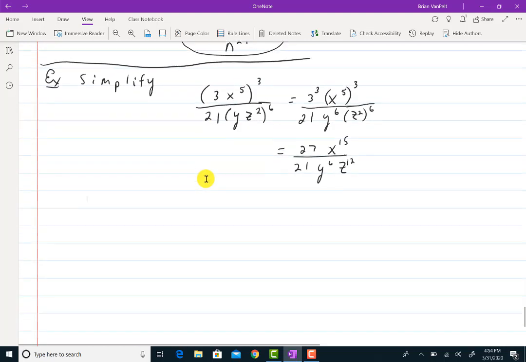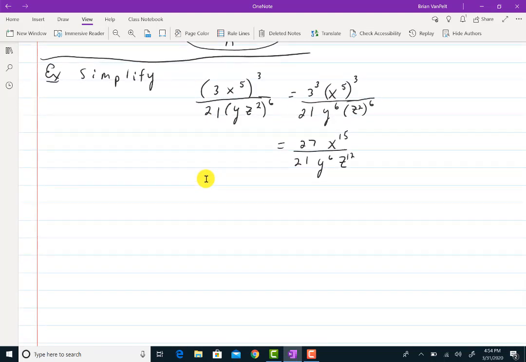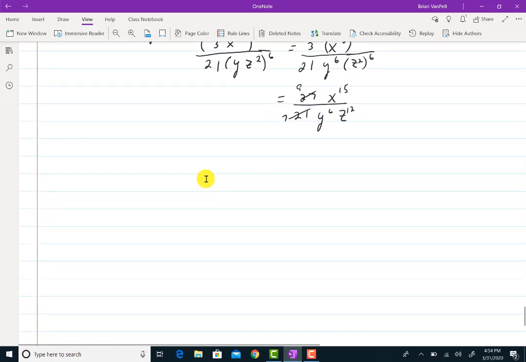For the letters, I don't have any canceling I can do, but notice between the 27 and the 21, 3 goes into both of those numbers. 3 goes into 27 9 times, 3 goes into 21 7 times. So my simplified version of this answer is 9x to the 15th divided by 7 y to the 6th z to the 12th.